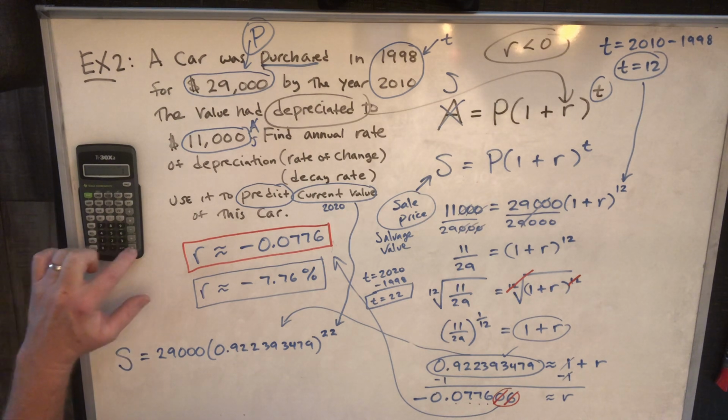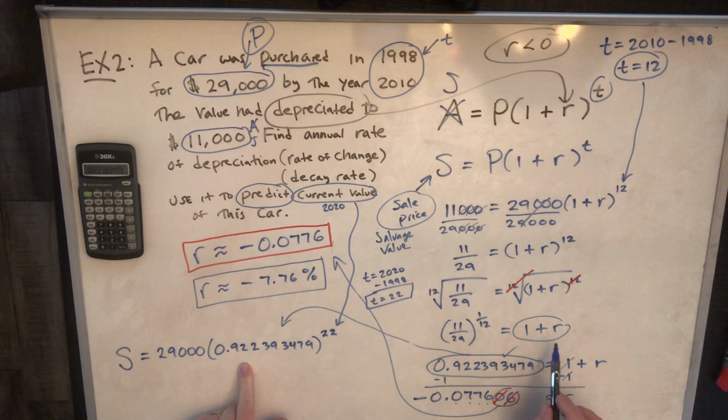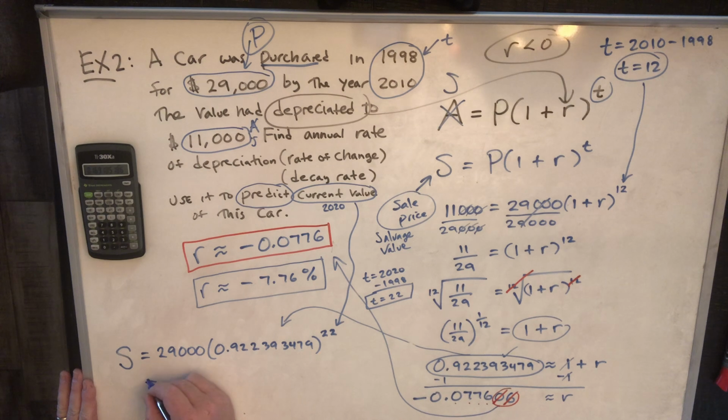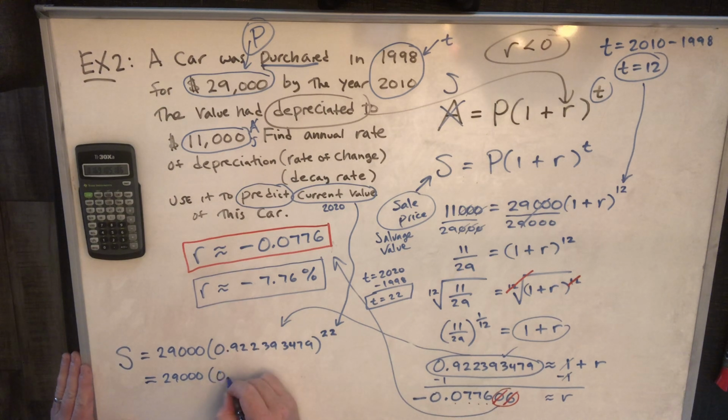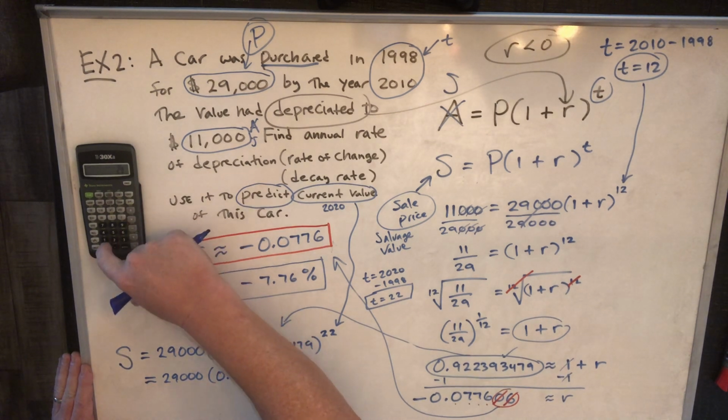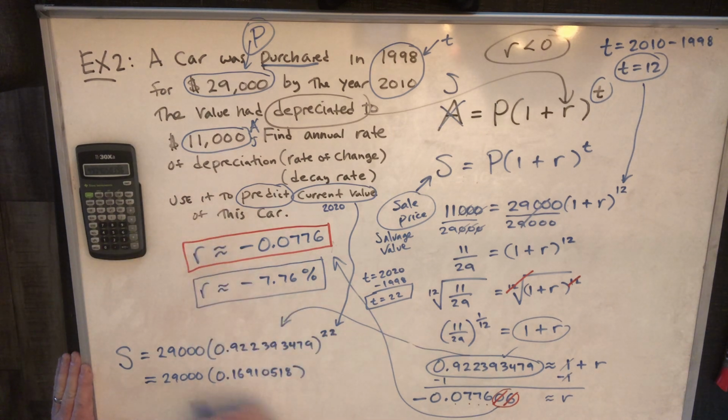Remember, this base here is already 1 plus R. You could go back and calculate that again, but I recommend just hanging on to it. Raise that to the 22nd power. So you have a $29,000 car that is depreciated by 0.1691058. Multiply that by 29,000, and now your car is worth approximately $4,904.05.